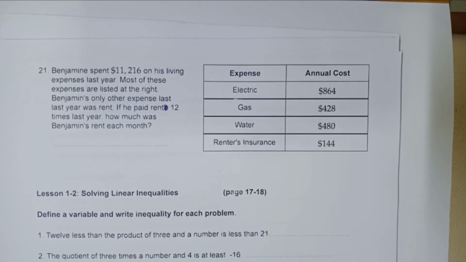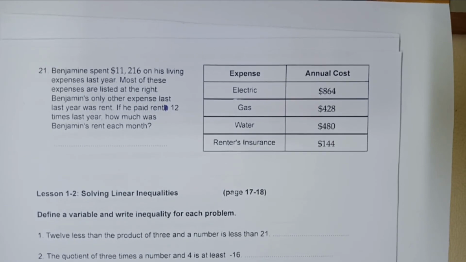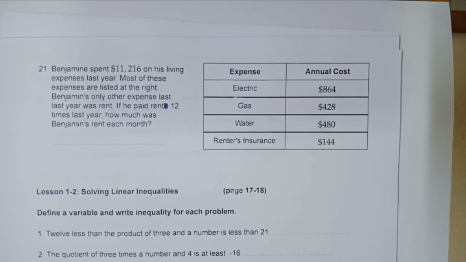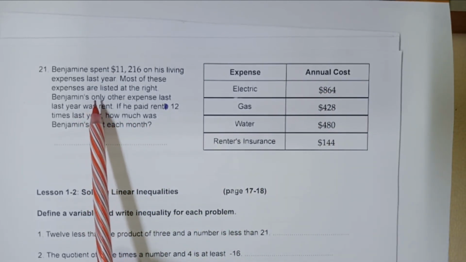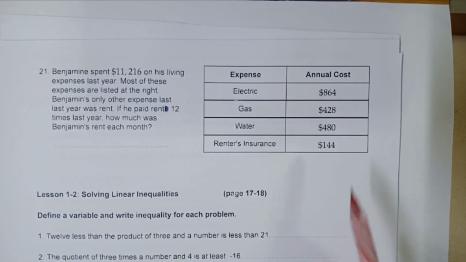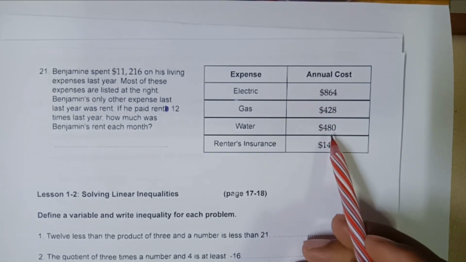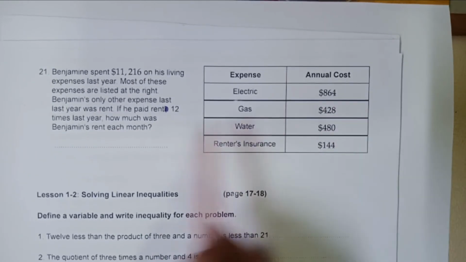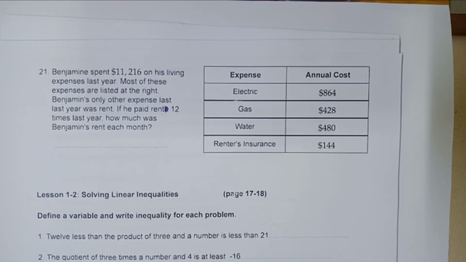As you can see that Benjamin spent about $11,216. This is not about his exact number, on his living expenses last year. Okay, from last year that's what he spent, and most of the expenses are listed at the right. Okay, this is all of the expenses. Benjamin's only other expense last year was the rent. Okay, he does not include rent inside this expenses table. So if he rent 12 times last year, how much was Benjamin rent each month?